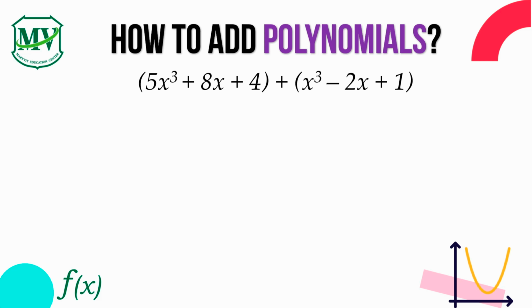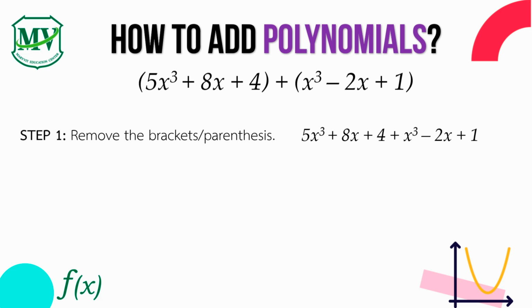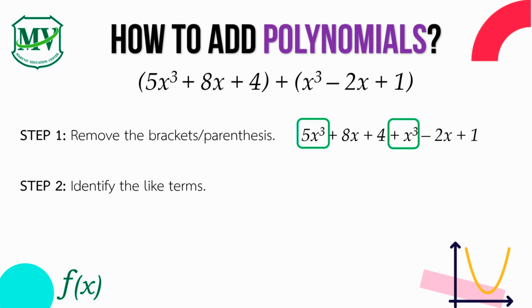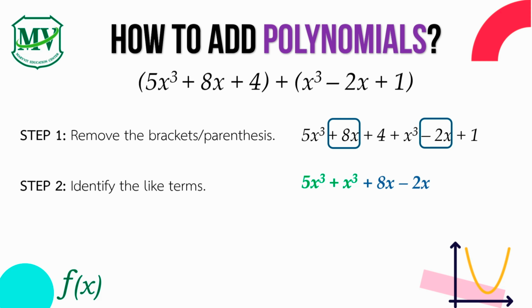Next question. We have the quantity of 5x cubed plus 8x plus 4 plus x cubed minus 2x plus 1. Step number 1. Remove the brackets or parentheses. Step number 2. Identify the like terms. We have 5x cubed plus x cubed. We also have 8x and negative 2x. As for the constants, we have positive 4 and positive 1.